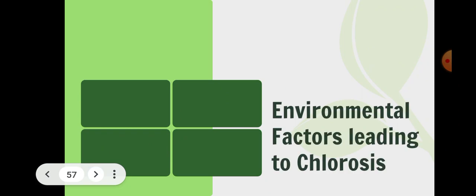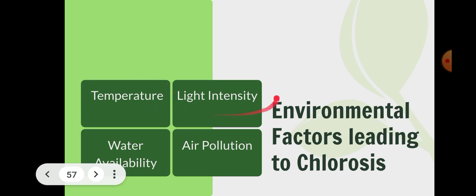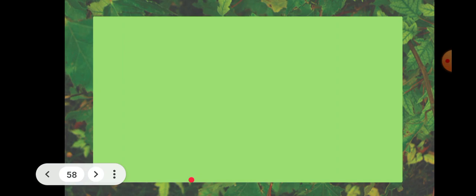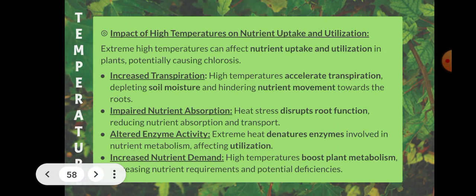Next, I will be talking about the environmental factors which lead to chlorosis. These include temperature, light intensity, water availability, and air pollution. First, I will be talking about temperature. In case of extremely high temperature, the nutrient uptake and utilization is affected, and it can then lead to chlorosis. When transpiration is increased due to high temperatures, the soil is deprived of the moisture contents, and it can hinder the nutrient movement towards the roots.